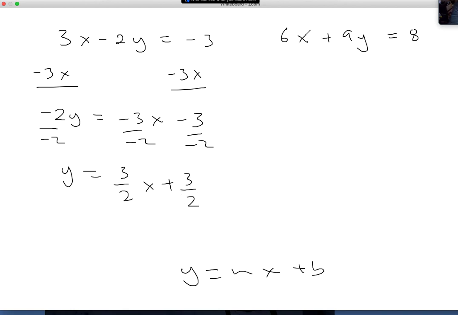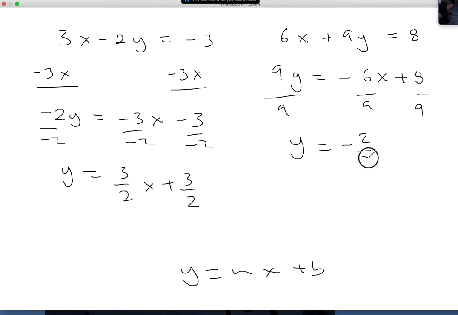And then we'll do the same thing over here. So here we'd end up with 9y equals negative 6x plus 8. Divide both sides by 9, and y equals, that would reduce to 2/3 x plus 8/9. Again, that doesn't matter. The only part we're interested in is the slope.